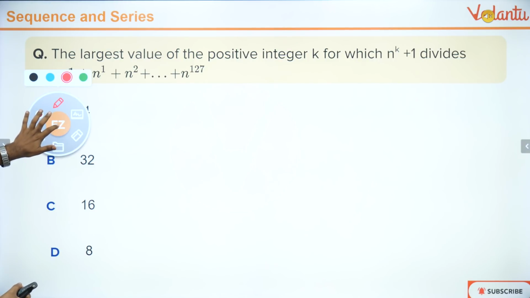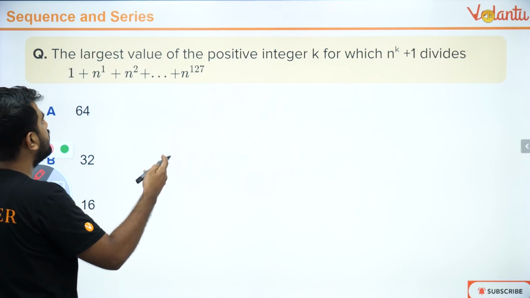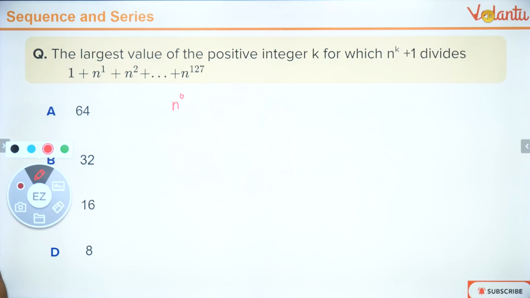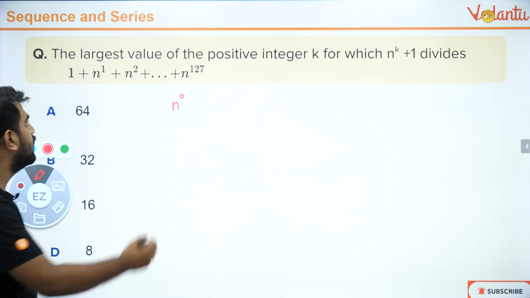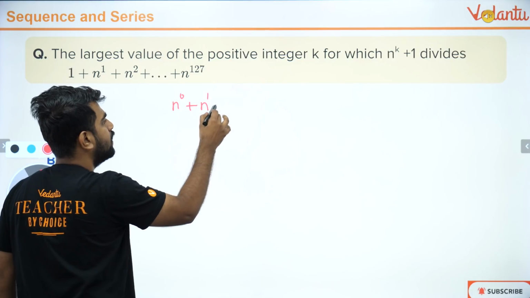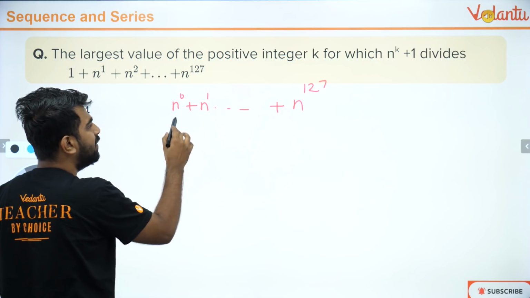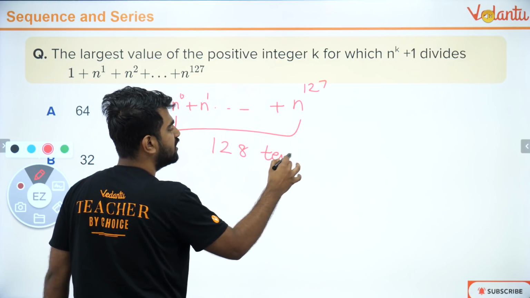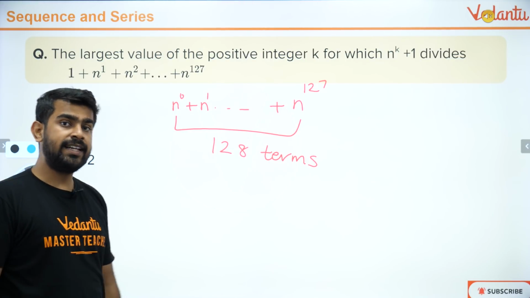I'm sure you guys are doing it along with me. Let us get started. So what do I have here? I have n to the power 0. Why did I write n to the power 0? Because 1 can be written as n to the power 0, and then we have n to the power 1 all the way up to n to the power 127. So totally how many terms are there? There are 128 terms of this GP.